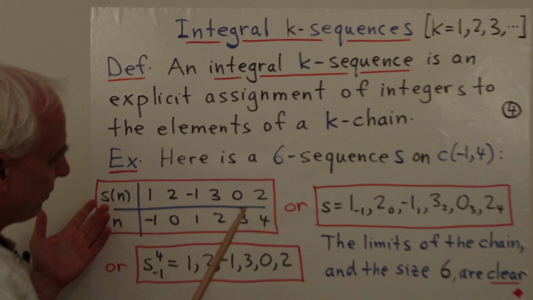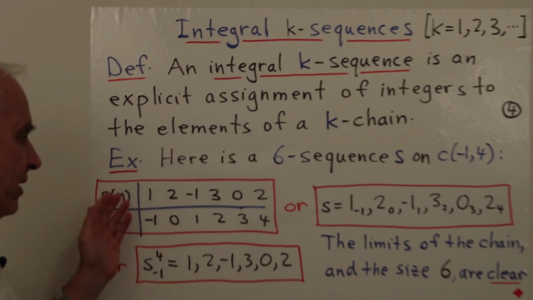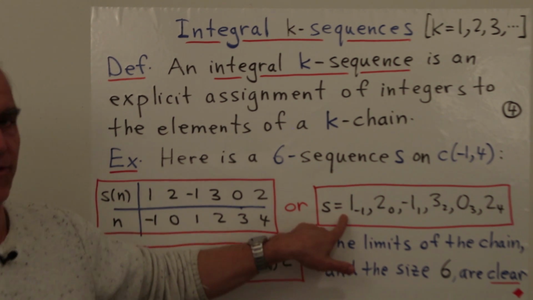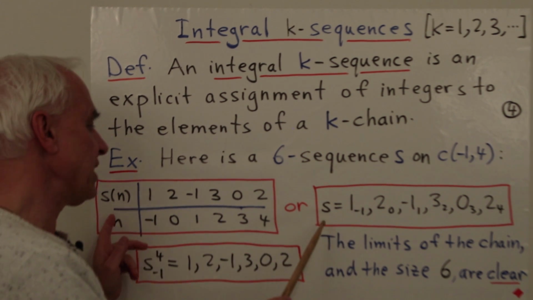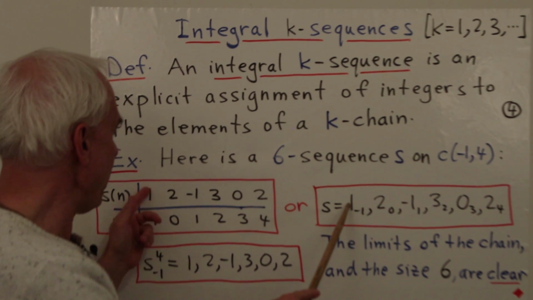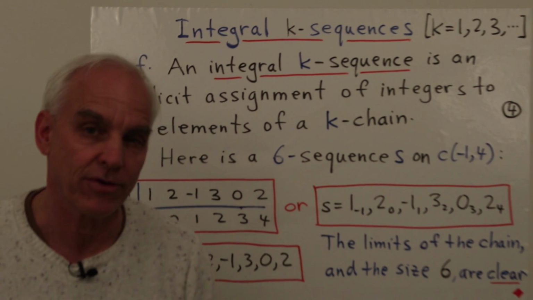Now, we can write it like this. This is very explicit. We see exactly what's going on, but it's a lot of writing. So more succinctly, we could write it like this. We could say the same sequence S is described by listing the elements of the sequence: 1, 2, -1, 3, 0, 2, separated by commas.